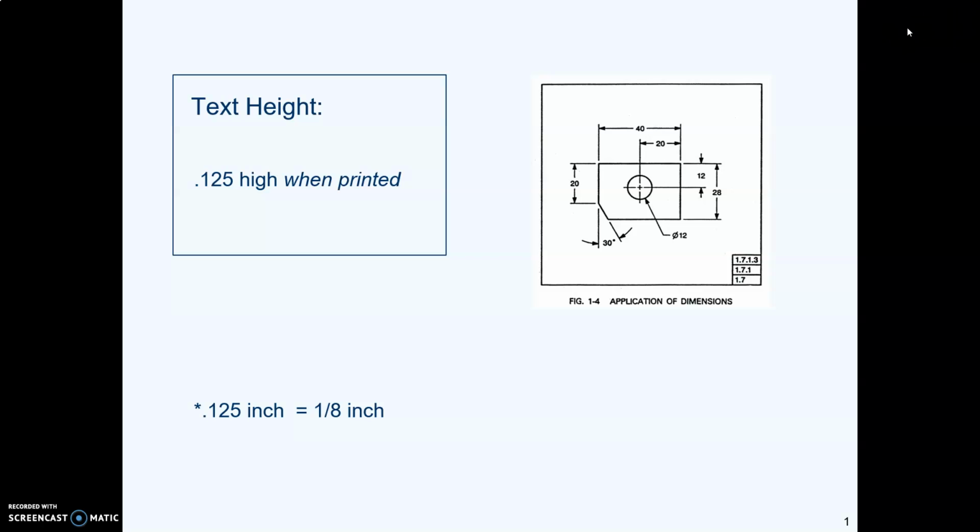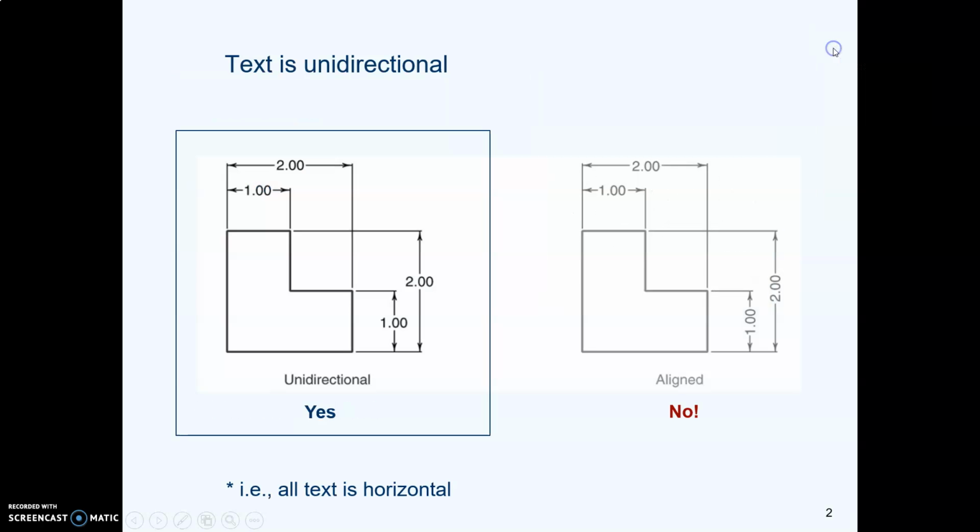Let's look at the very simple rules for text and arrows when we're dimensioning. It's quite simple. Text must be 1/8 of an inch high when printed. Period. And the text is always horizontal. ASME calls that unidirectional, but it's always horizontal.